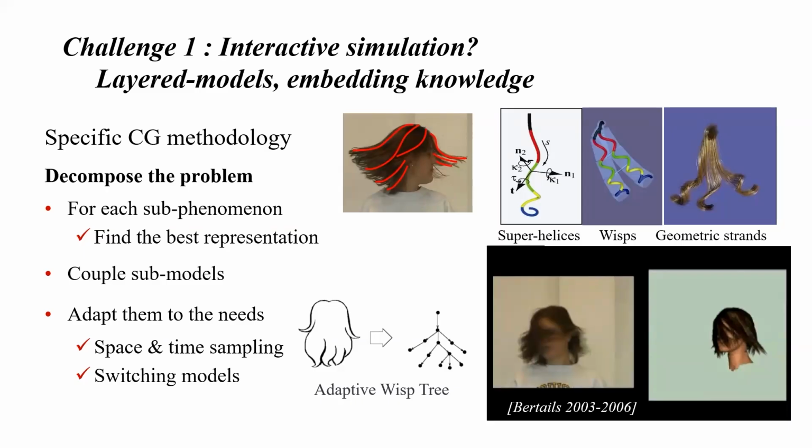So for instance, for the case of hair, we use super-helices, this constant length strand model, for a few guide hairs that were selected, and this was sufficient for modeling the dynamics of the hair. And then we use a volumetric wisp model, tracking the closest points between neighboring wisps, in order to handle collisions within the volume of hair. And then we use some geometric strands, either interpolating in straight regions or extrapolating from the guide hairs, in order to display the full hair. And so these are the results we obtained at the time.